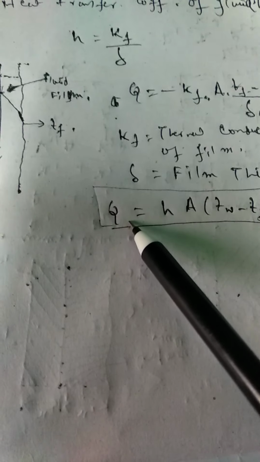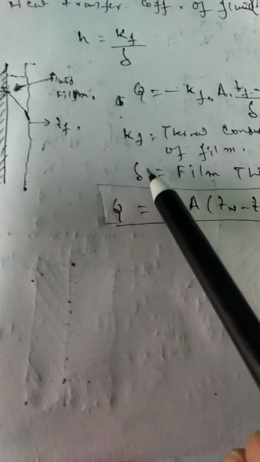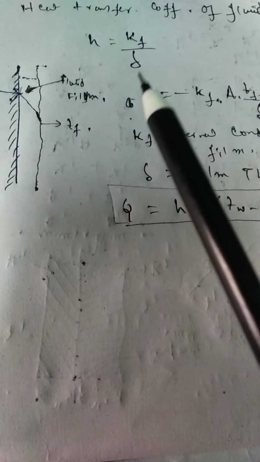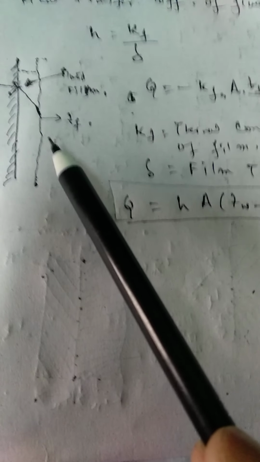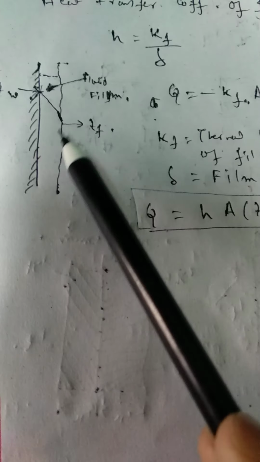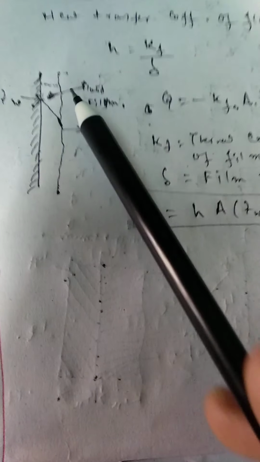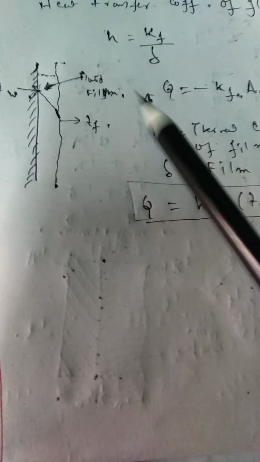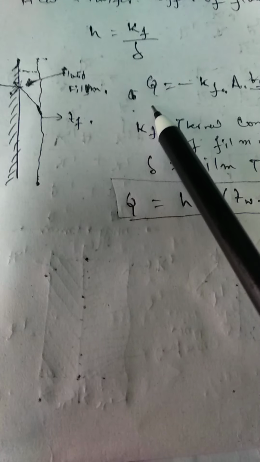Now, as the velocity of the fluid increases, the film thickness delta will decrease. As the fluid speed increases, delta will decrease. And as delta decreases, the heat transfer will increase with increase in the velocity of the fluid. Okay, you have understood?